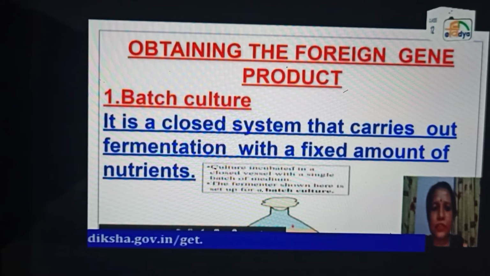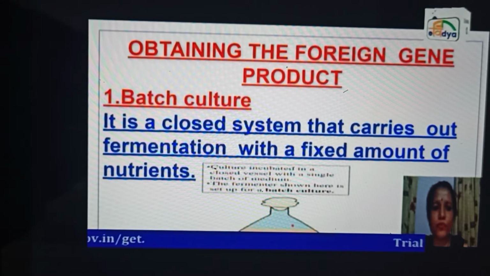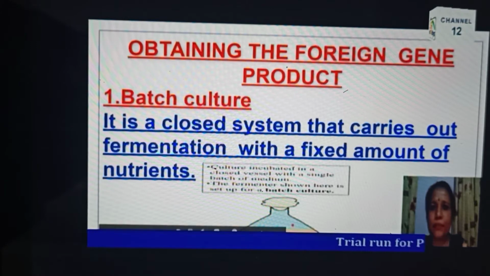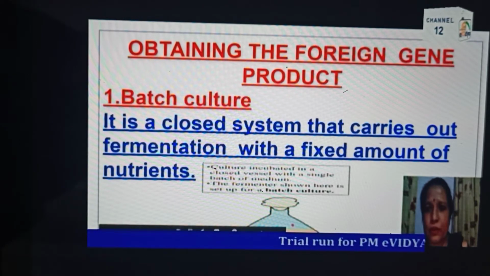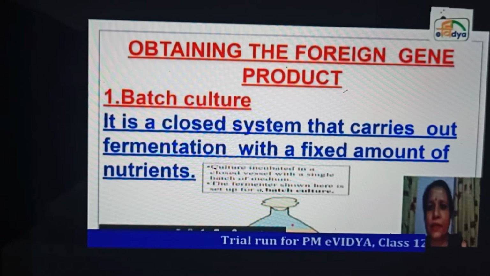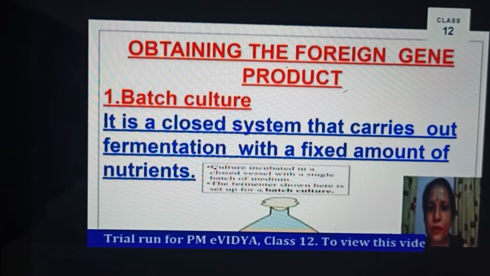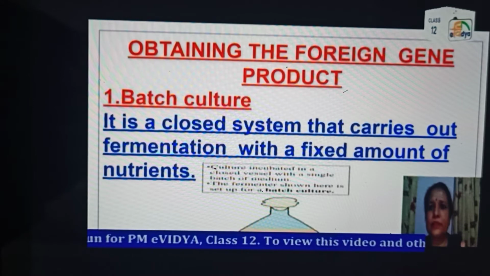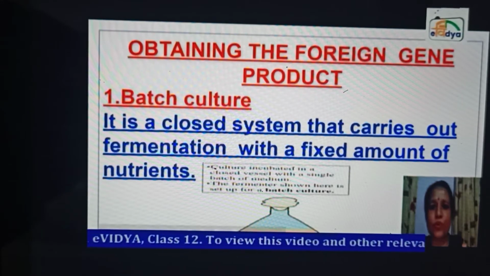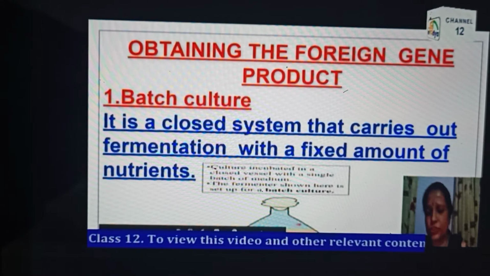So this culture works in the form of small batches. In some cases, if one or more nutrients, like glucose, is added as it is used up or reduced in this container, then it is called fed batch culture.